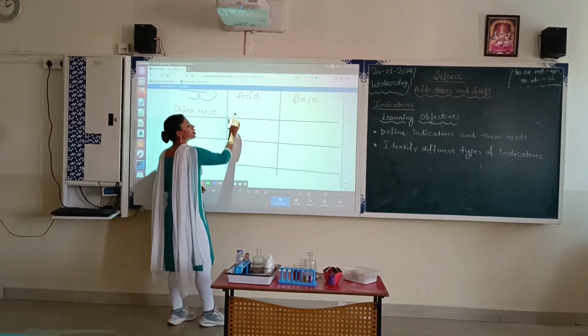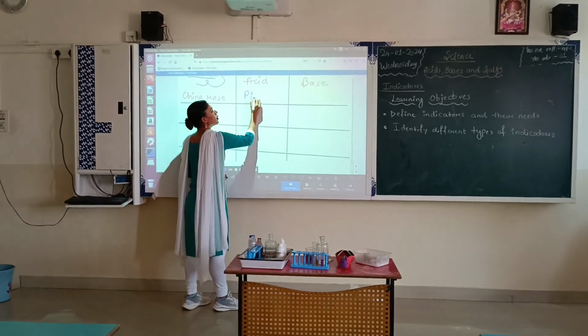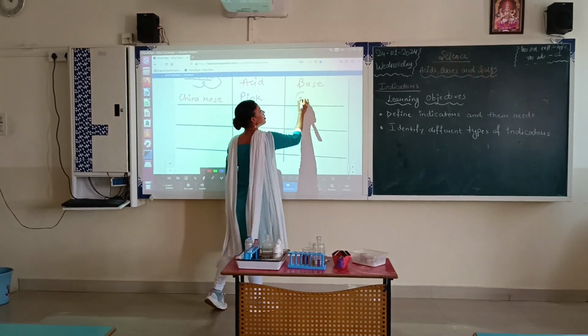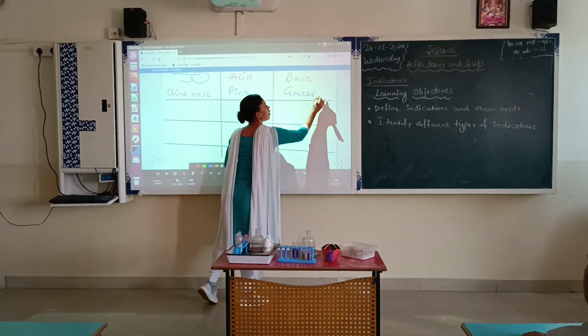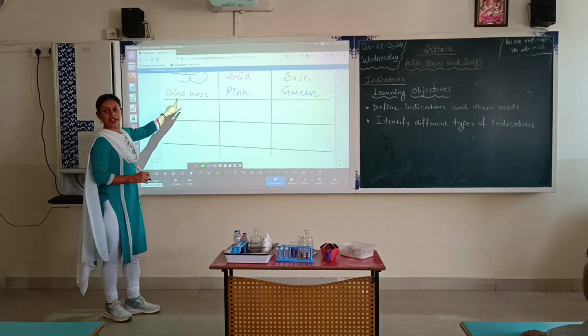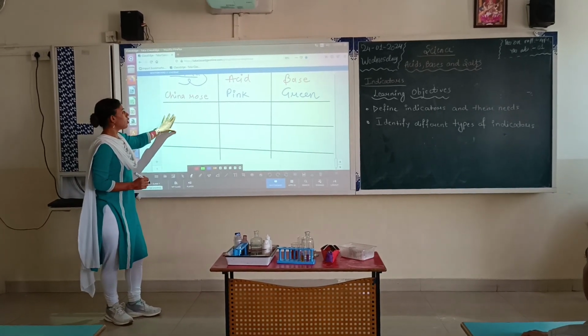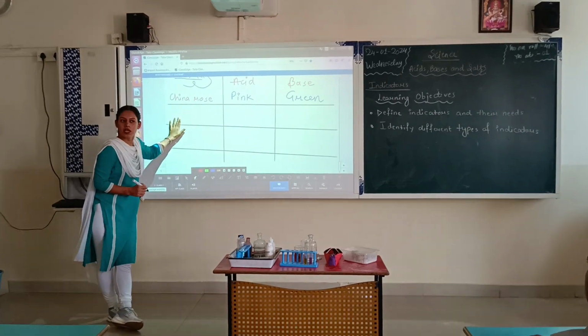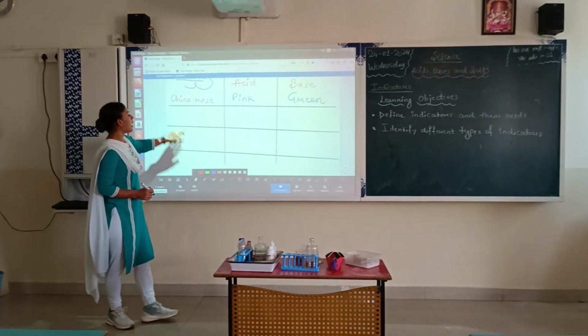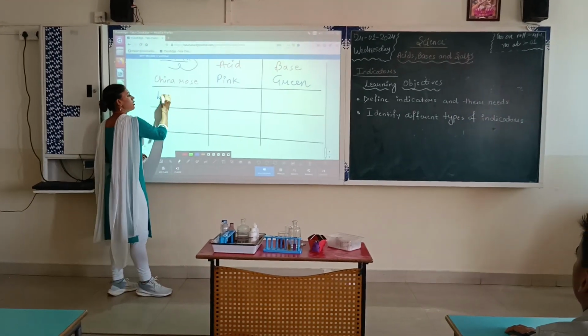Which China rose color change with acid was? Pink. And with the base? Green. Fine. So this is natural indicator. Let's talk about synthetic as well. Is synthetic or should we take litmus as well? Okay. Before proceeding to the synthetic, let's talk about litmus.